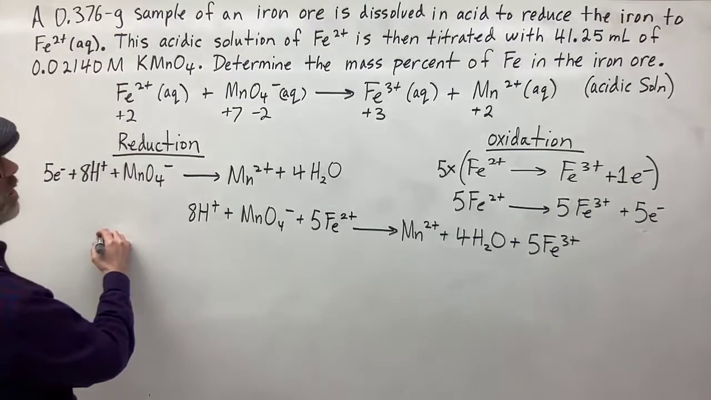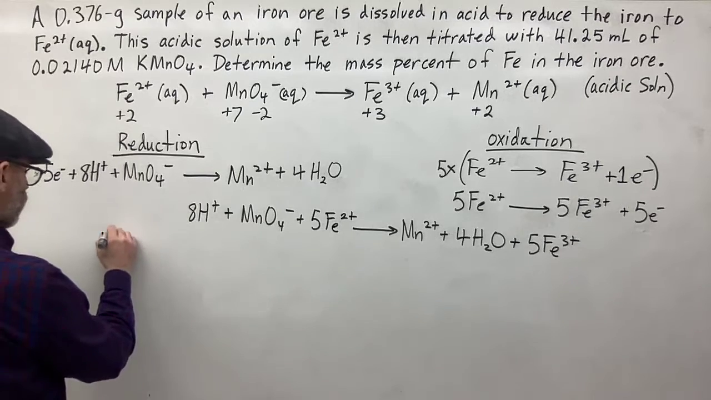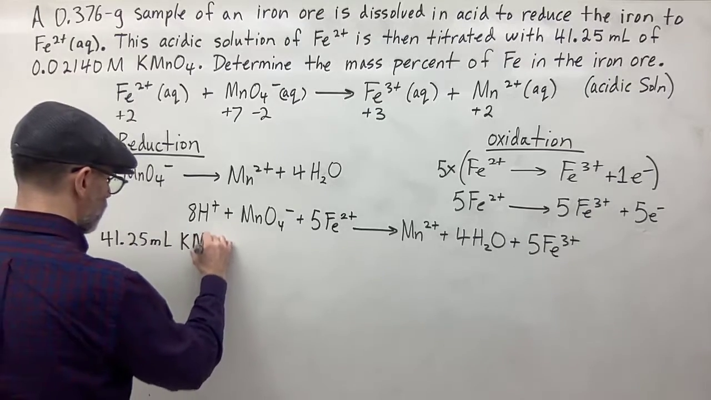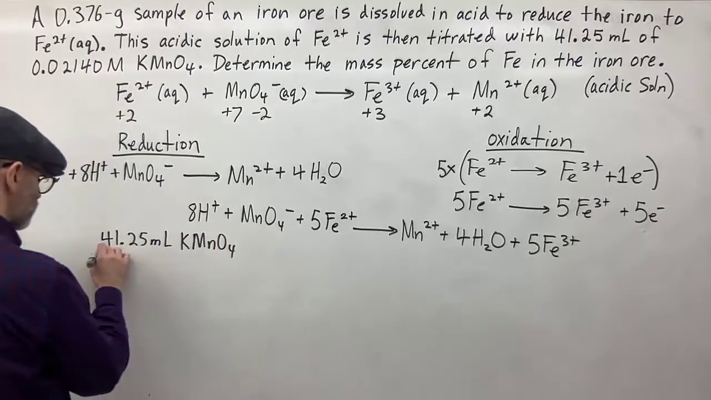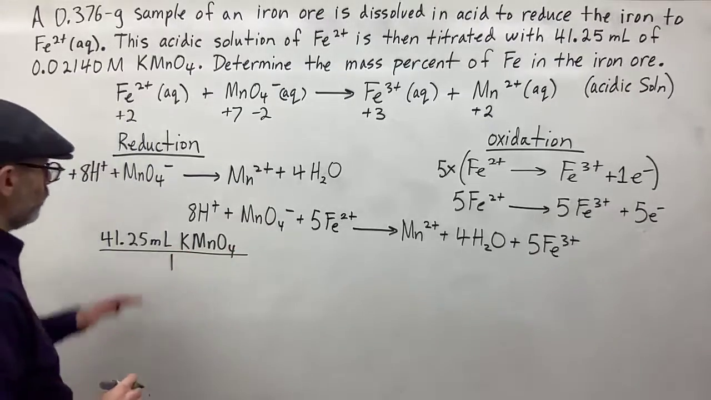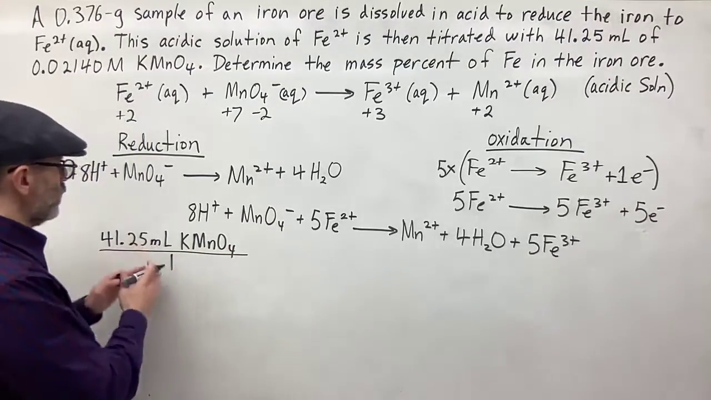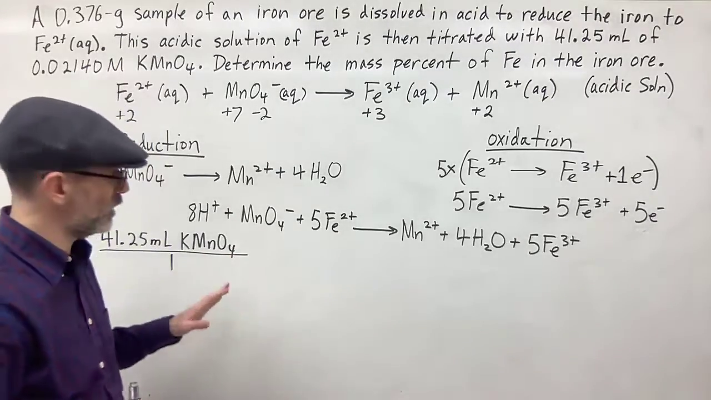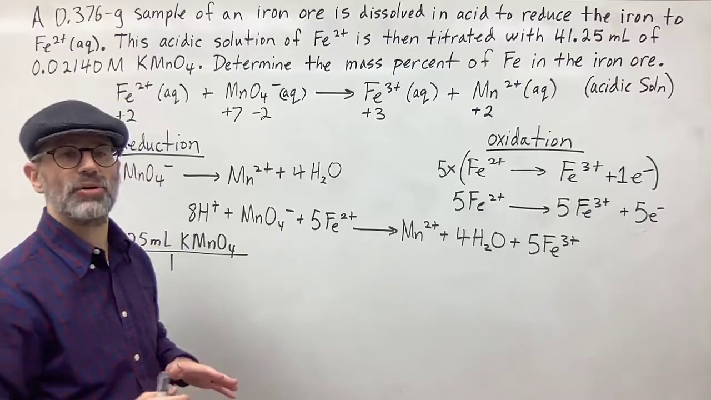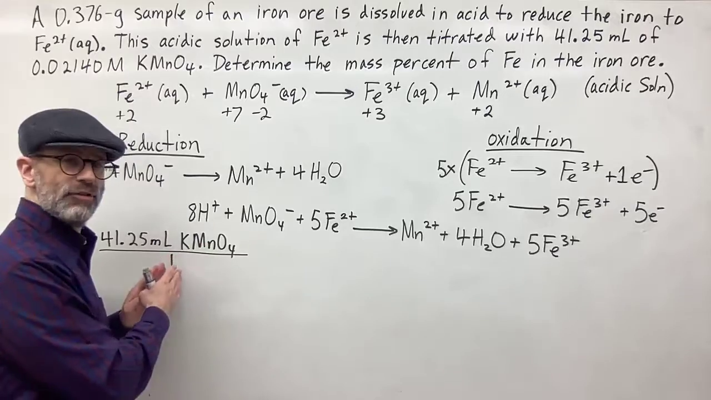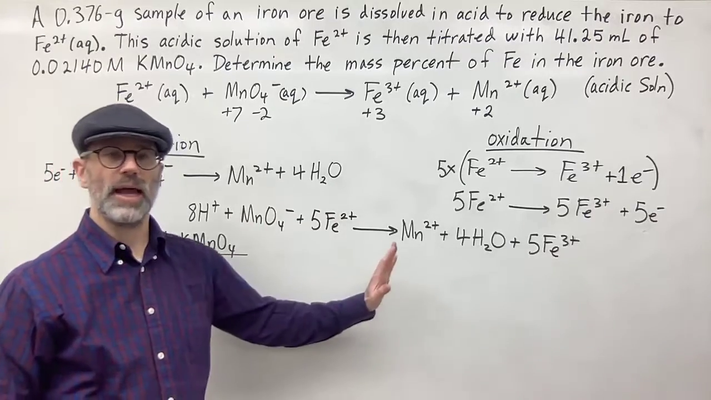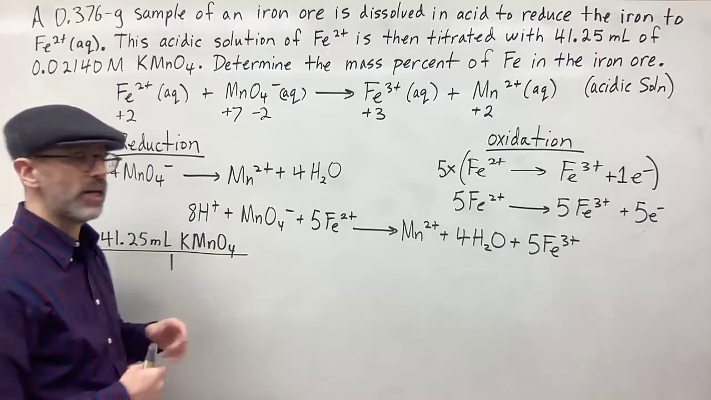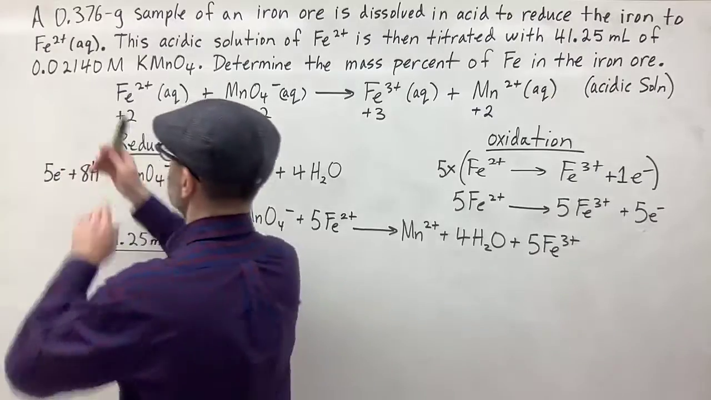So I have 41.25 milliliters of the KMnO4 over 1. So now I need to start converting. So I need to convert milliliters to something, and I need to get the moles. Remember, when you're doing a stoichiometry problem, the first thing you need to do is take the given unit that they give you and get it to moles any way you can. So they gave me molarity, so I can use the molarity here to convert to moles.